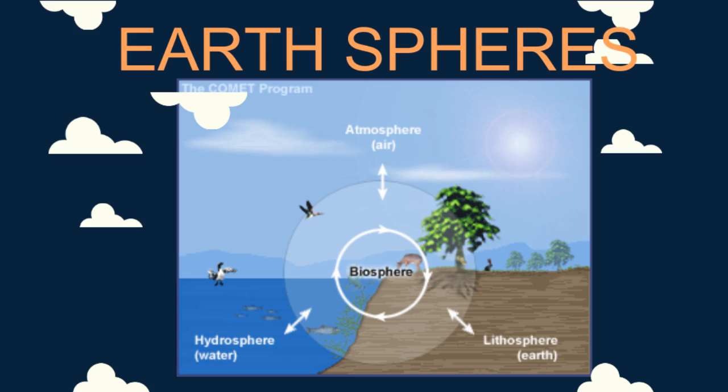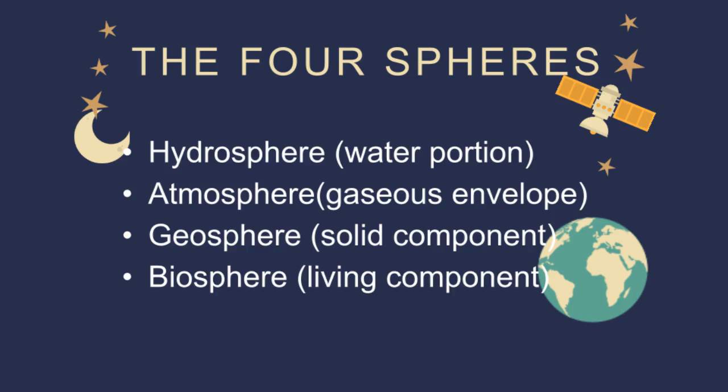Now, we will be talking mainly about these following spheres: the atmosphere, geosphere, hydrosphere and biosphere. And all of these spheres are part of the Earth system. The atmosphere is the part of the Earth system that includes the mixture of gases that surrounds the planet. The geosphere includes the internal layers of the Earth, which are the crust, mantle and the core.